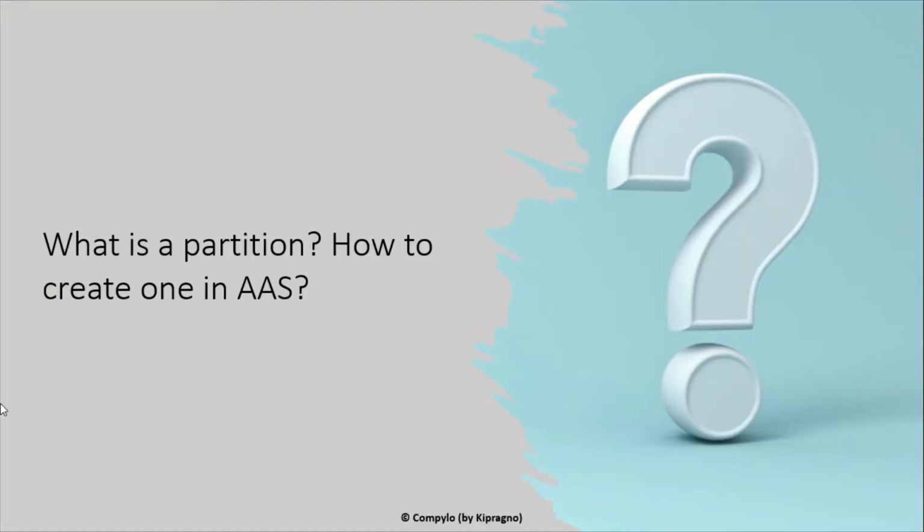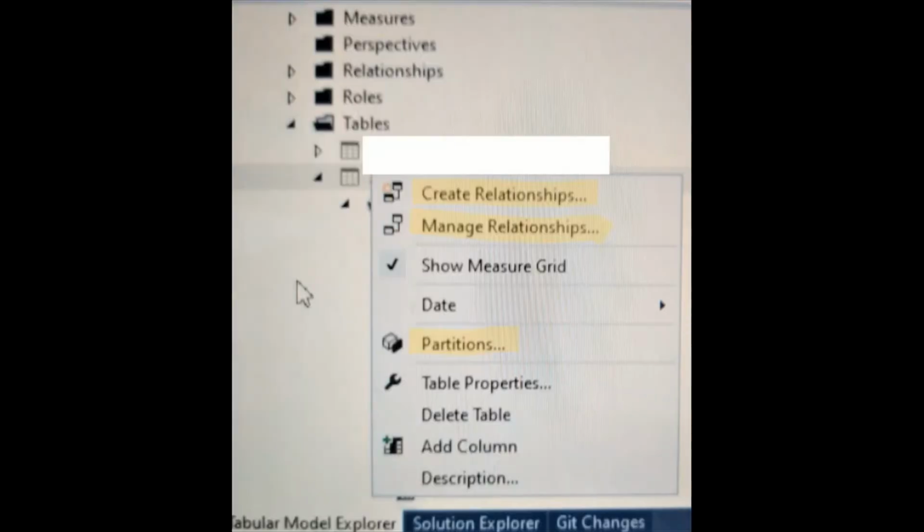What is a partition? How to create one in Azure Analysis Services. So to create a partition, we have to navigate to the model view, and as we can see on the screen, we have multiple options available like relationships, roles, tables, etc. Here, if we click on tables, we can see create relationship, manage relationship, and partitions. So under partitions, we get various options.